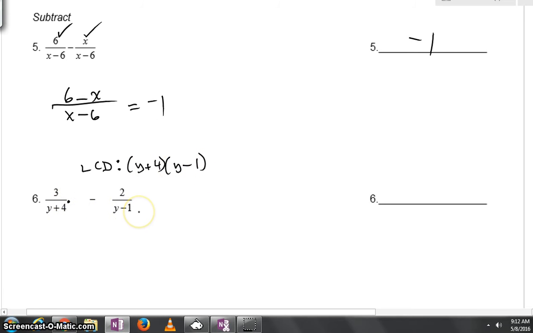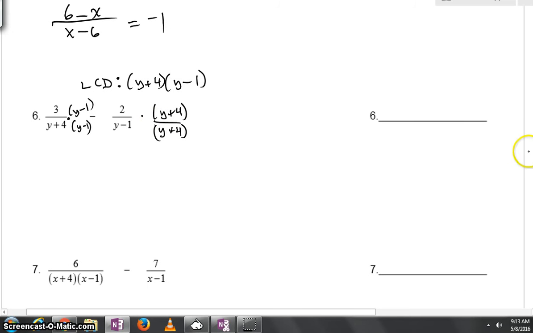Go to number 6. You're missing something for that first fraction. You only have the y plus 4. You need y minus 1. Look at your second fraction. You're missing something. You're missing a y plus 4. Now the wonderful thing right now is that you can go from 2 fractions to 1. You now have the same denominators for both. You have a y plus 4 and a y minus 1.